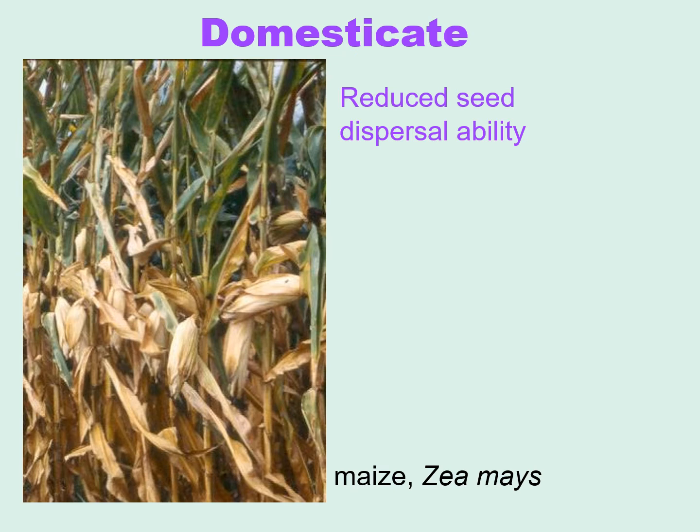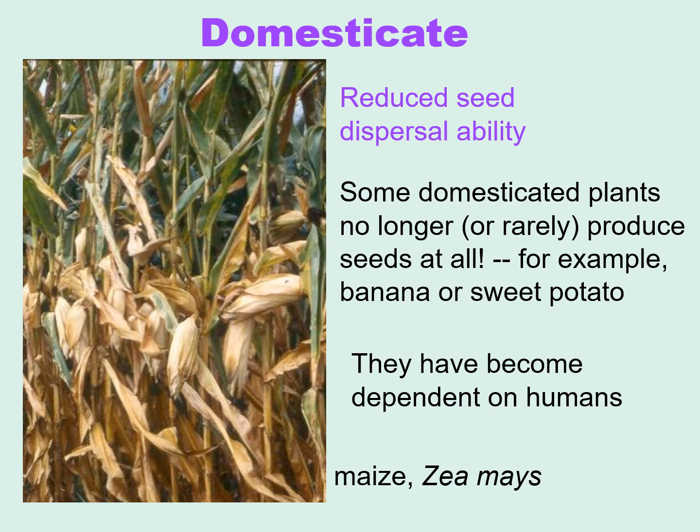For example, the ears of maize are covered in this husk. And although if this fell to the ground, you could get a clump of maize, it would not be very successful. Some domesticated plants no longer or rarely produce seeds at all, for example, bananas and sweet potatoes. These plants have become dependent on humans.